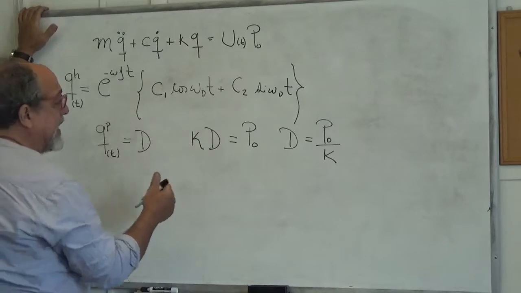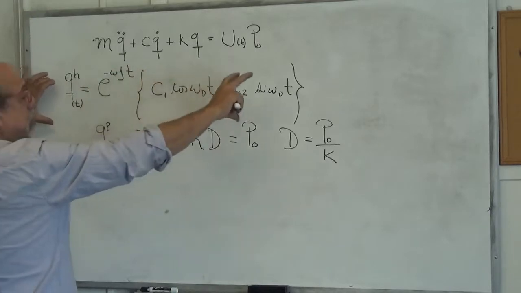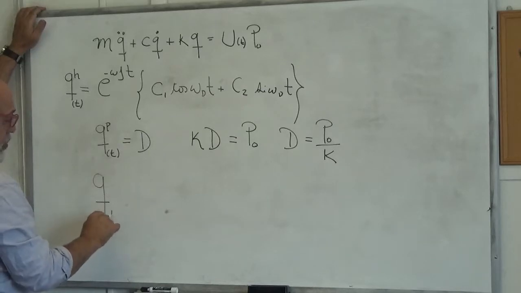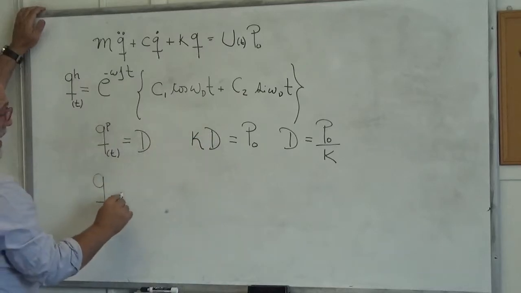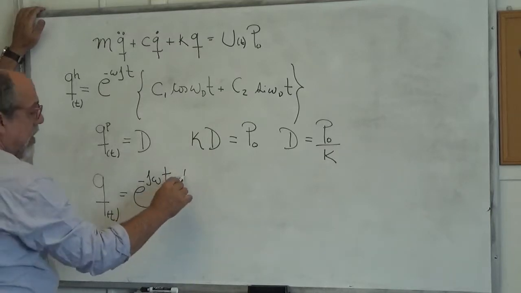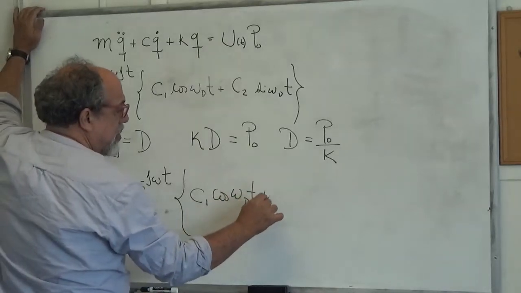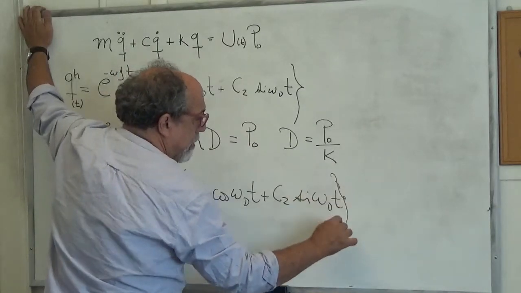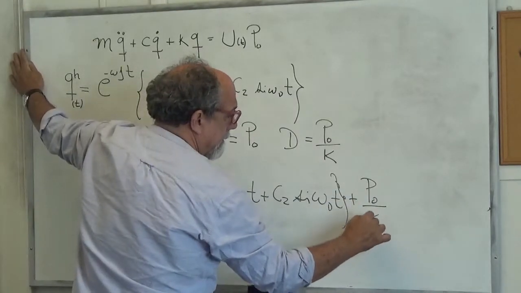The way that we correct the boundary condition of the particular solution is by adding the homogeneous solution and then solving for the constants. So the total solution, the homogeneous plus the particular, is equal to e to the minus damping omega t, which is the decay, times some constant times the cosine of omega damped t plus some constant times the sine of omega damped t, plus the particular solution, which was P0 over k.